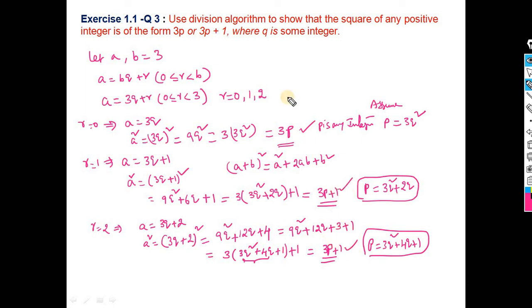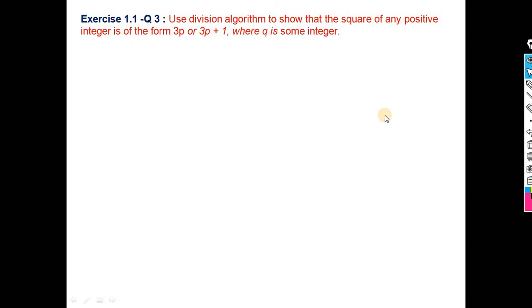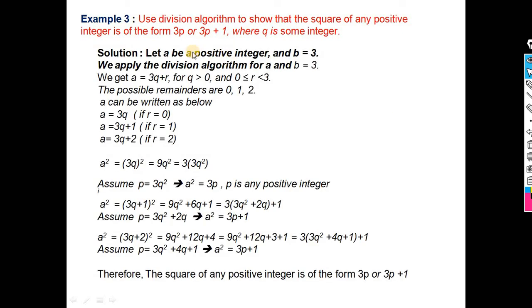So you can write the square of any positive integer in the form of 3p or 3p plus 1. We have given the solution also; see the end of this slide for how to write it in the exam. Let a be any positive integer and b equal to 3. Then a is equal to 3q plus r, where 0 is less than or equal to r less than 3, and the possible values are 0, 1, 2. So a is equal to 3q if r is 0, 3q plus 1 if r is 1, and 3q plus 2 if r is 2.